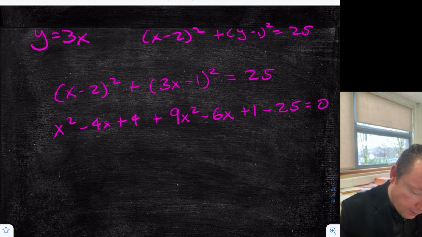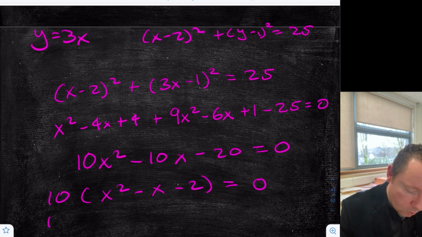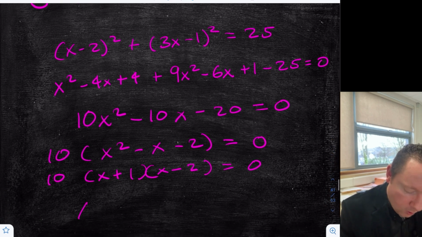So we've got x squared and 9x squared is 10x squared, minus 10x. 4 plus 1 is 5, minus 25 is negative 20, equals 0. 10 is a common factor: x squared minus x minus 2 equals 0. Hopefully it's factorizable: 2 and 1. We want to get minus 1, so it's minus 2 plus 1 is minus 1, and minus 2 times 1 is minus 2. So x equals minus 1, or x equals 2.